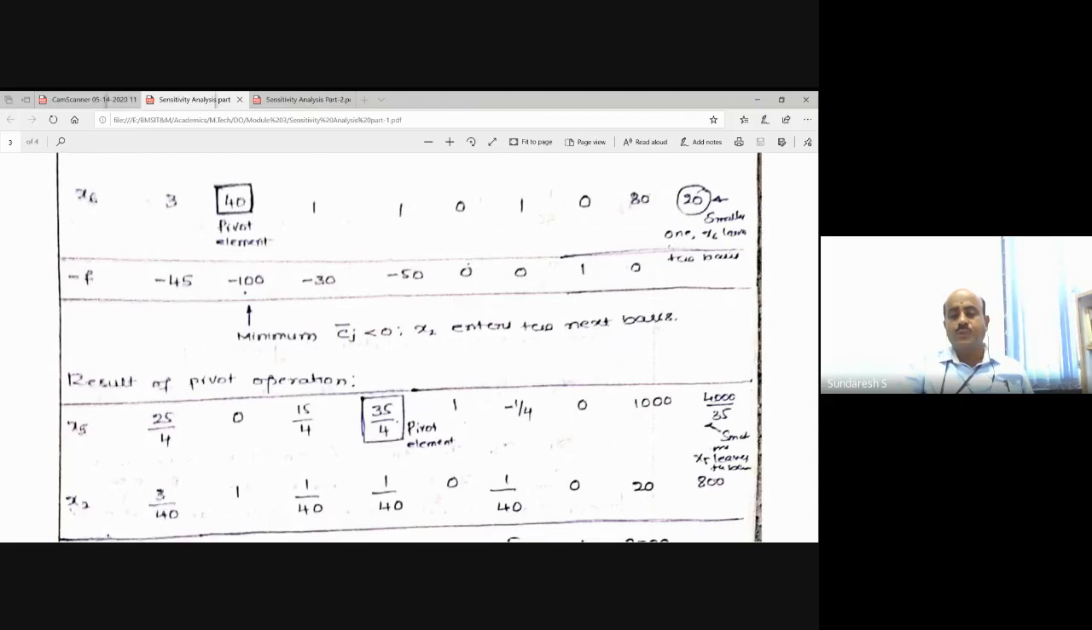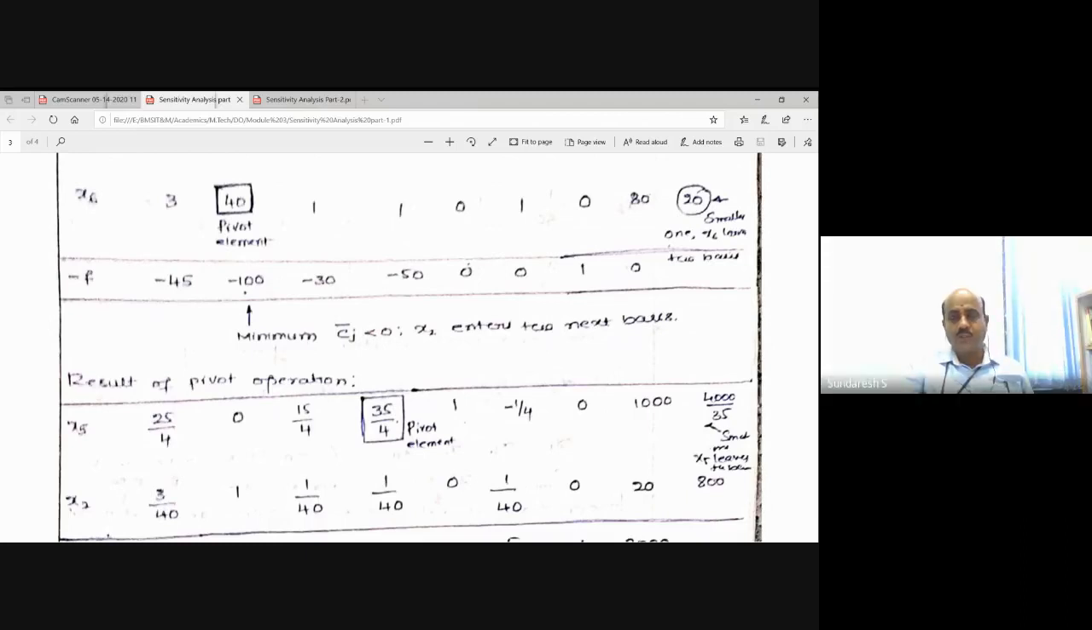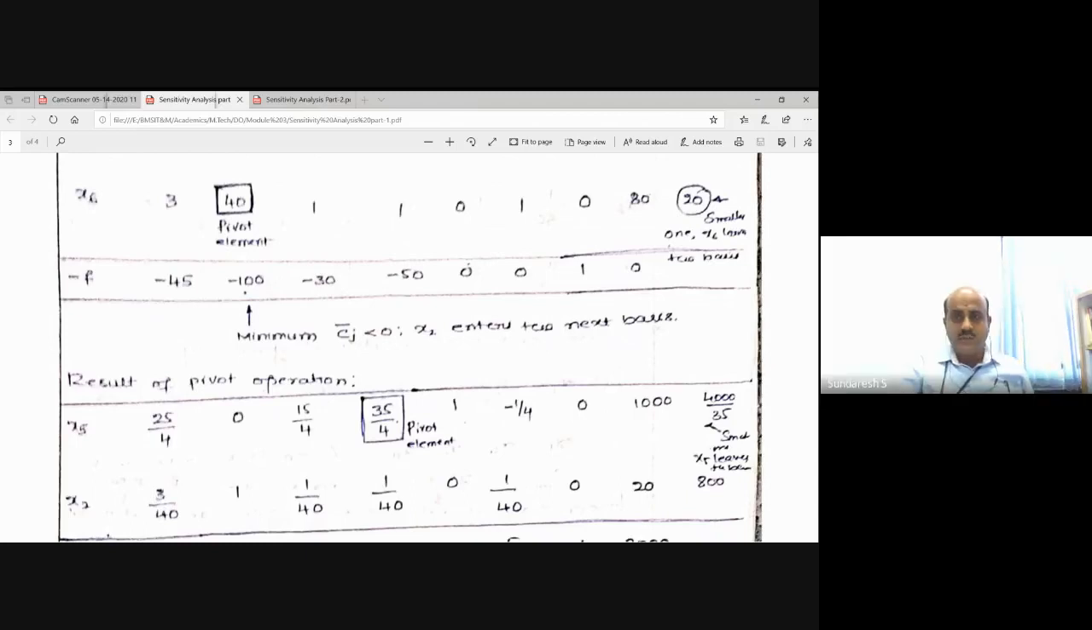Mithun, Danush, are you following? Yes, sir. Okay. Shall I proceed to how to fill the next row? Yes, sir. Okay, right. Now this is very important here.